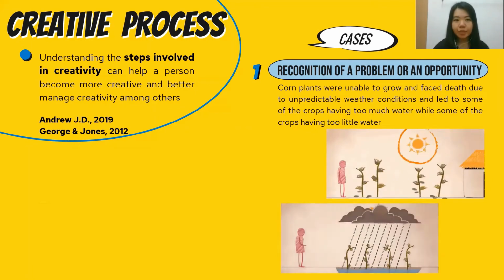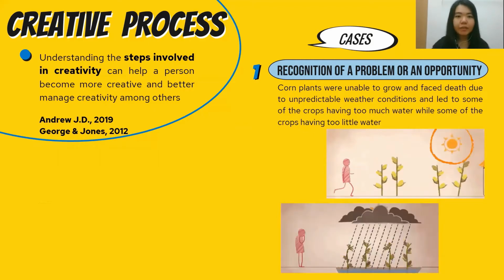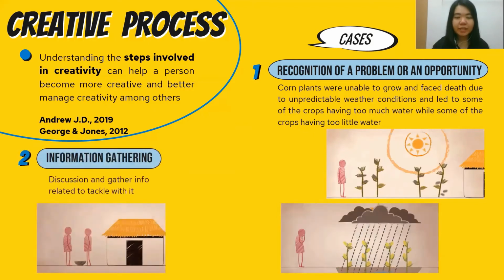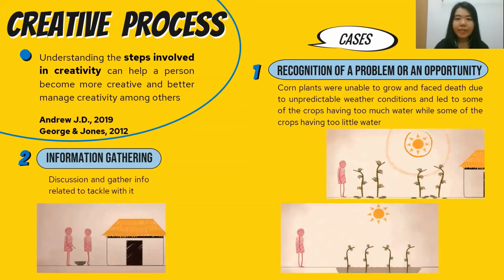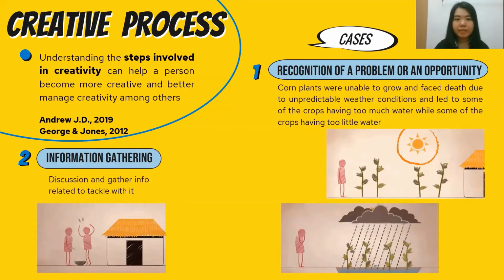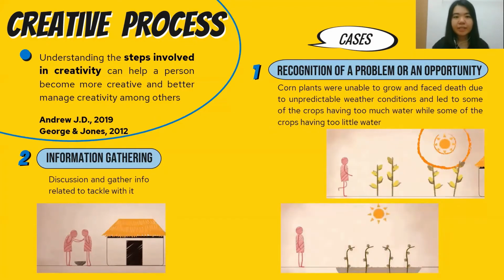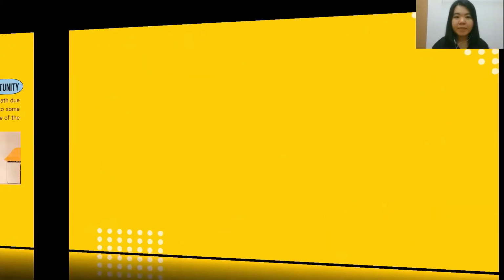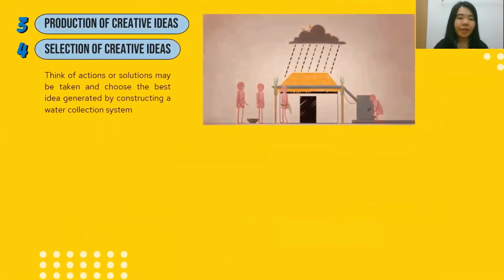After recognizing the problem, we move to the second step, which is information gathering. The person then discusses with other people in order to collect and gather information related to tackling the problem. After collecting the information, we move to the third and fourth steps, which are production of creative ideas and selection of creative ideas.